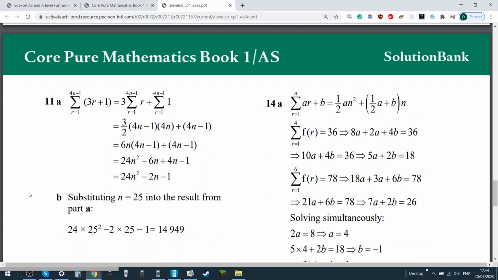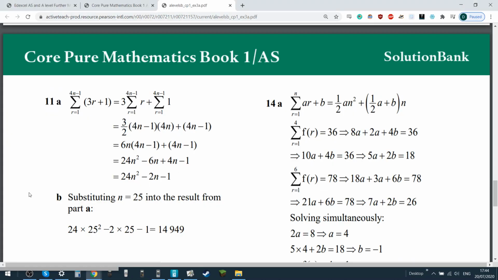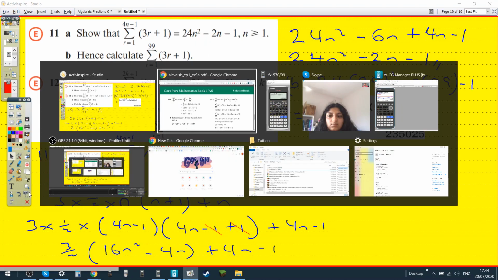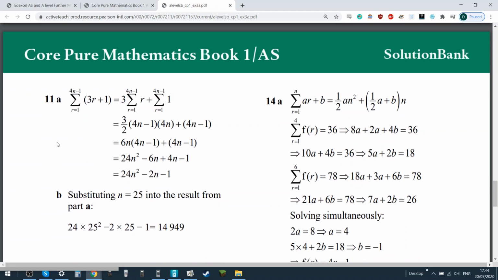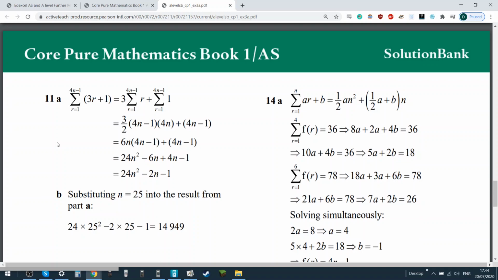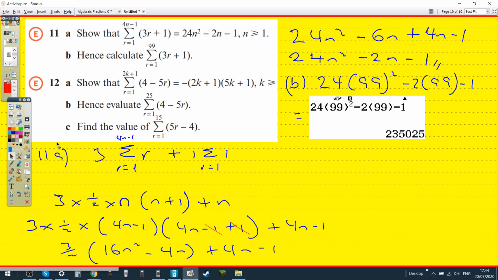We were supposed to sub 25 in. Why? Are you sure that's the right question? Yeah. Why do you have to sub 25 in? Do you get why you're meant to do n equals 25? I do not. I think that strikes me as a crazy misprint. That's wrong. There's no way that's right. Why would it be 25 out of nowhere?